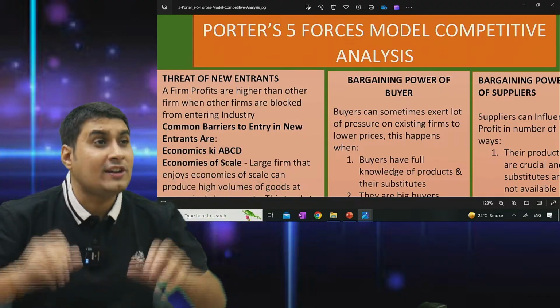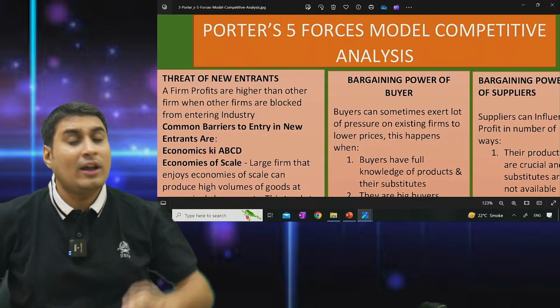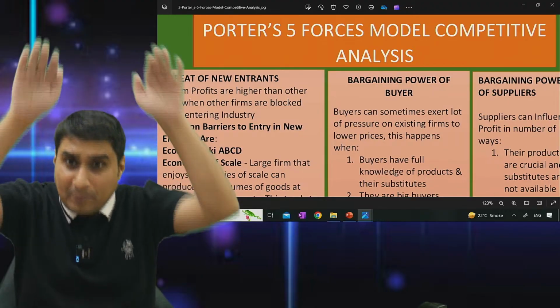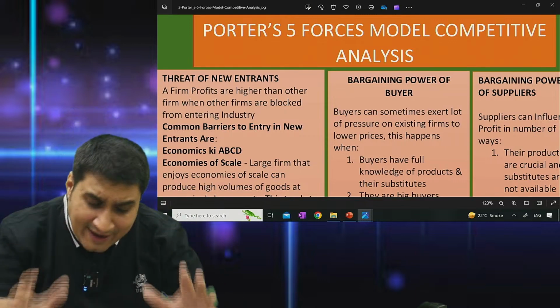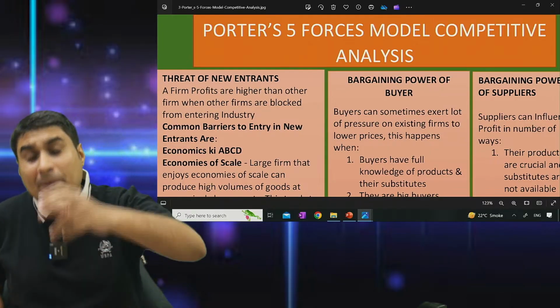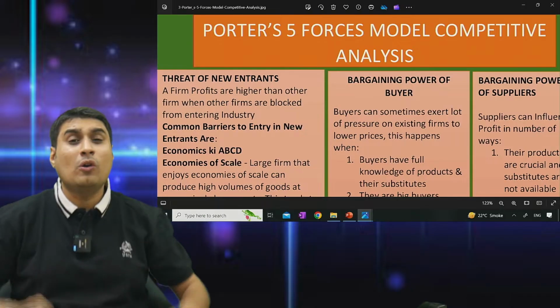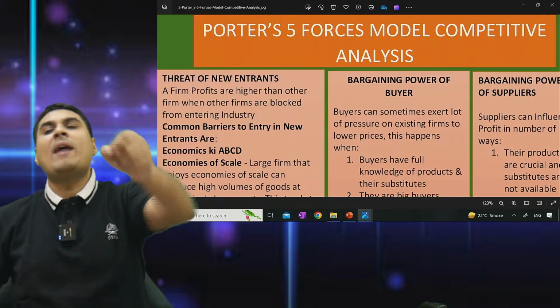We always want in life more pressure or less pressure? Less. So I will always go into such an industry where pressure is less. One last time: before starting any business or going into any industry, Michael Porter said, check pressure. If the pressure is less, go. Otherwise, don't go. We have to check pressure from five areas.